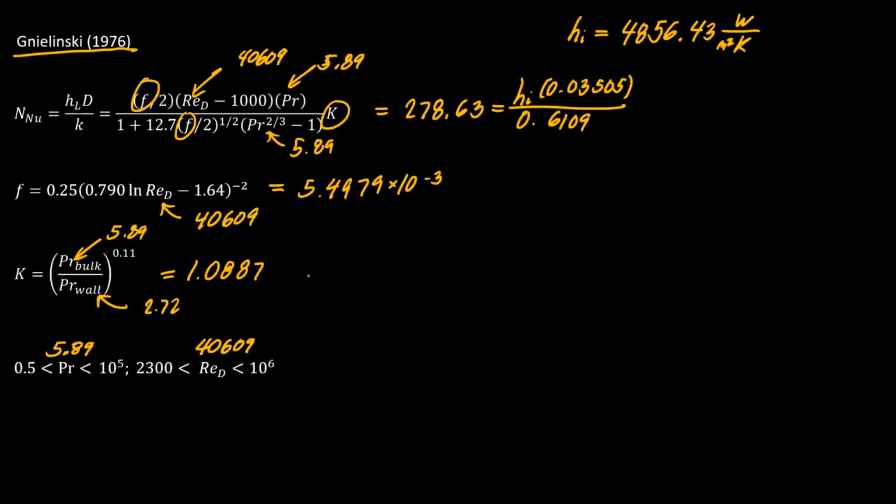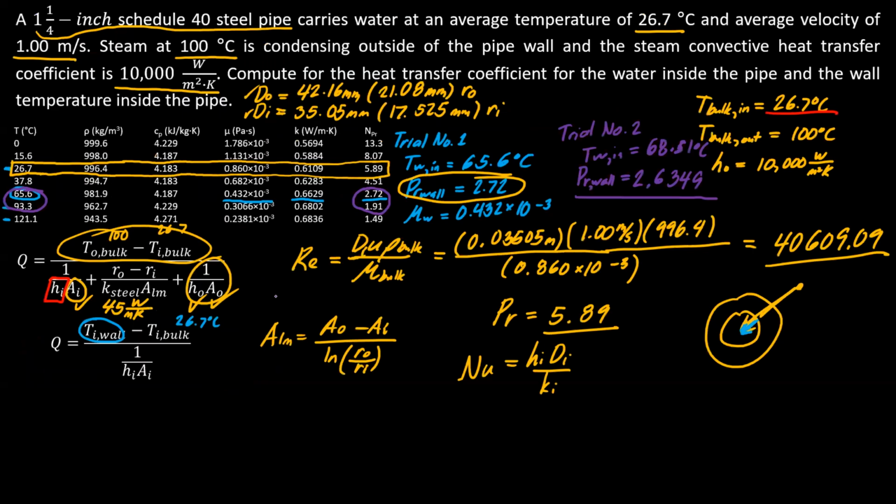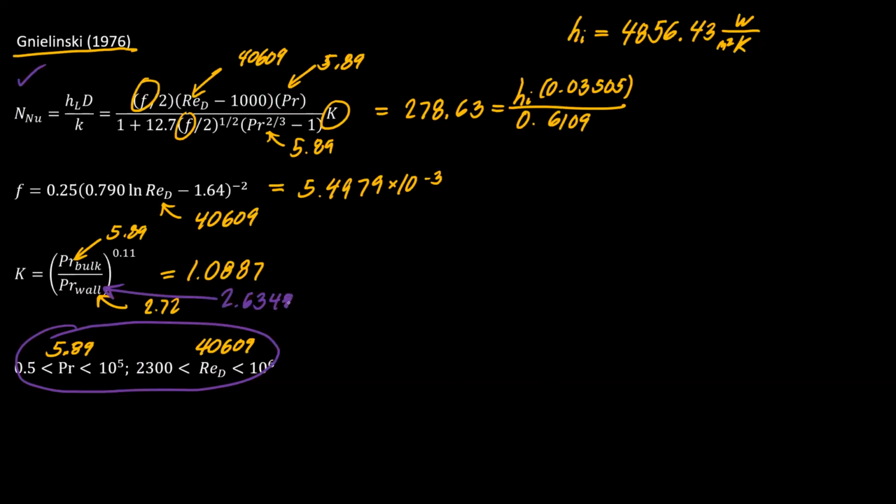So Reynolds number the same, Prandtl's number at the bulk temperature is the same. That's why we can still use this empirical equation. So which variable will be affected? The K, because our new Pr wall is 2.6349. So we will have a new K wherein we will plug in here 5.89 divided by 2.6349 raised to 0.11.